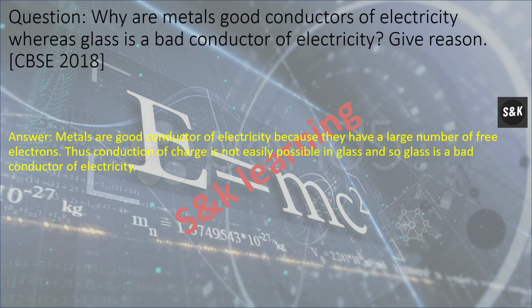Why are metals good conductors of electricity whereas glass is a bad conductor of electricity? Answer. Metals are good conductors of electricity because they have a large number of free electrons, thus conduction of charge is easily possible. It is not easily possible in glass, and so glass is a bad conductor of electricity.